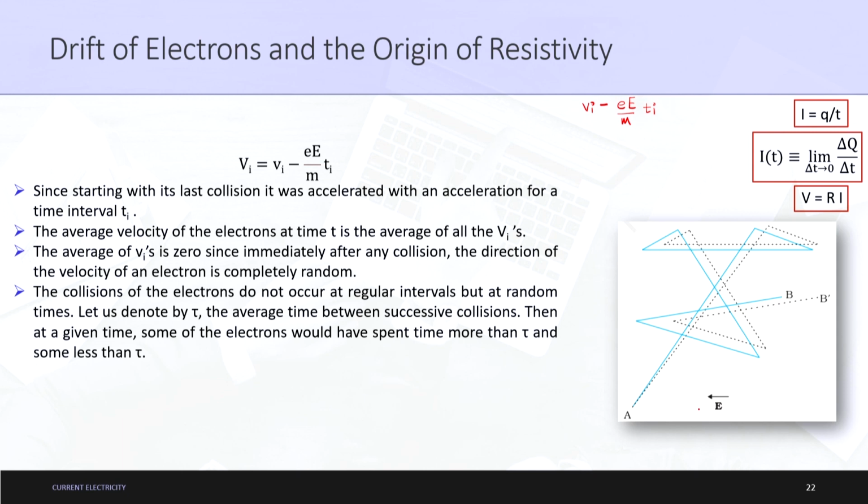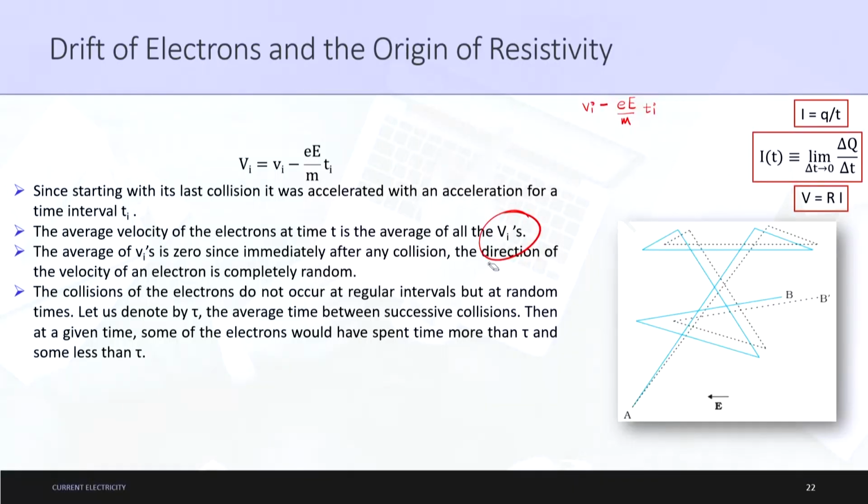Next, since starting with its last collision it was accelerated for a time interval ti, the average velocity of the electrons at time t is the average of all the capital Vi's. Again, if we need to find out the average velocity at time small t, then it is nothing but the velocity capital Vi of all the electrons in all the directions, and hence you can find out the value of small vi also here. Till now what we understood is that the average of all the small vi was nothing but 0.